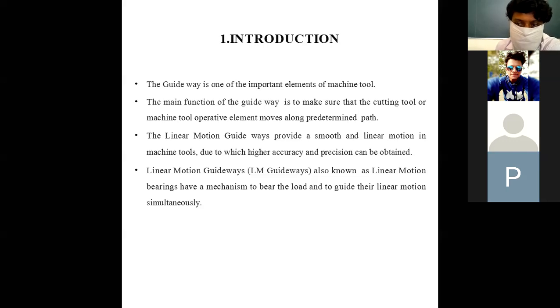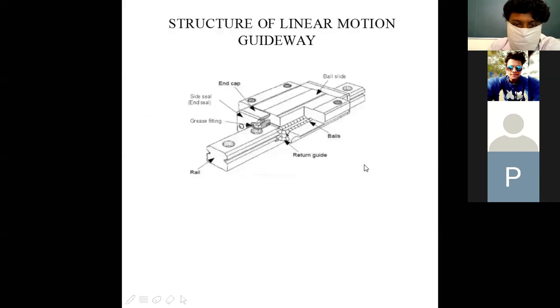So to bear that load, LM guideways help. Also they guide the linear motion at the same time, that is, simultaneously. This is the introductory part of the linear motion guideways. Now we have seen the structure of linear motion guideways. These are the basic components. Rail is there, slide is there, bearing balls are there, and these are just constructional parts, basic parts.